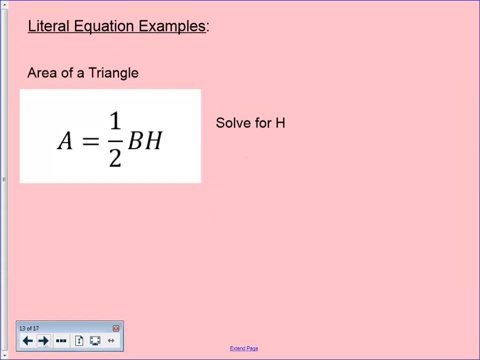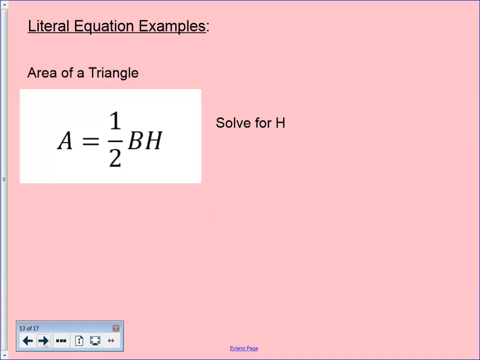As always, guys, make sure you pause the video if you need to finish copying something down. Remember, I'm going fast through this just because this is a video. All right, this next problem is area of a triangle. I want to solve for H.